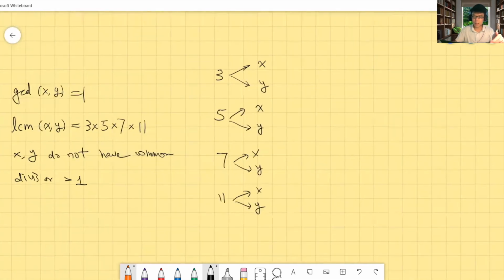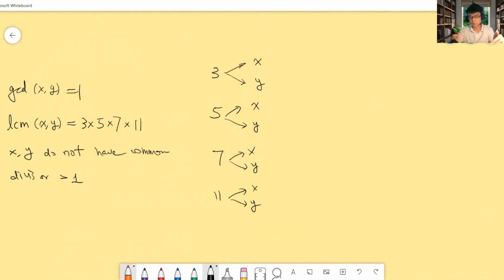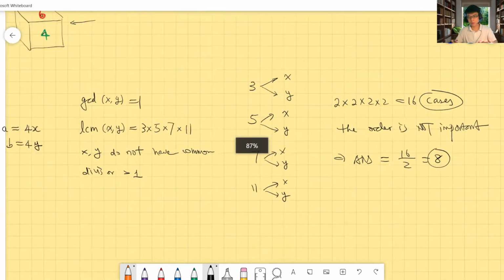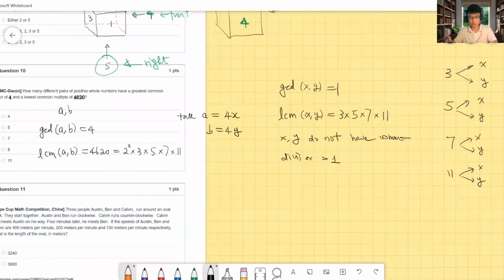So each prime number has two choices, which place it goes to, right? So there are 2 times 2 times 2 times 2, 16 cases. However, here we just consider pairs of x, y. The order does not matter, or it's not important. So the answer is 16 divided by 2, which is 8. So that means we have 8 pairs of x, y. So the order is not important. So answer here equals 8.